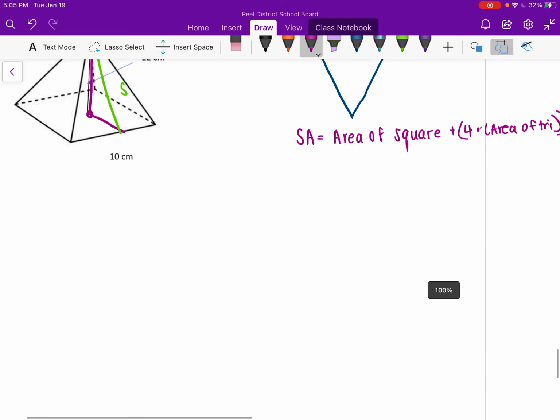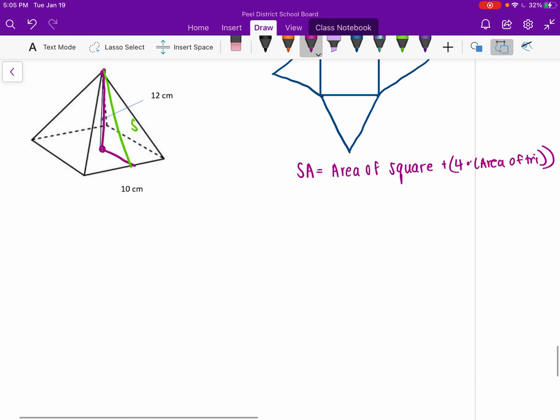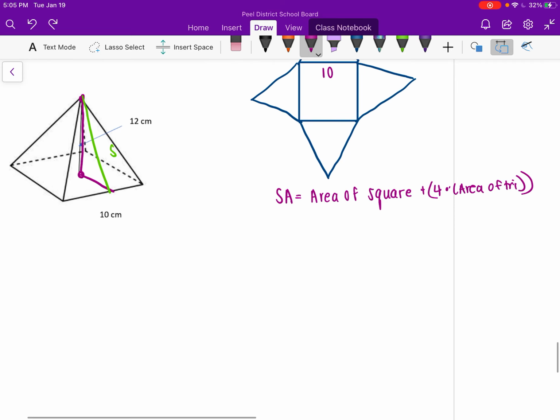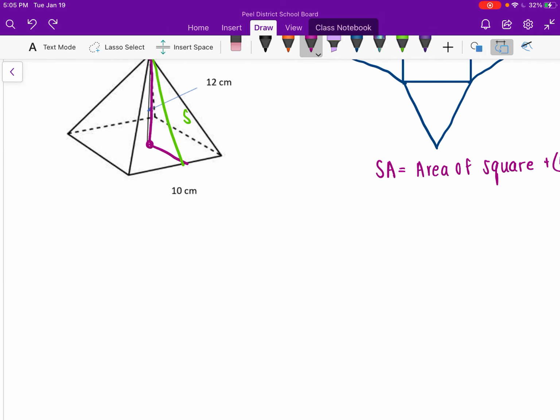Okay? So let's find the area of the triangle. In order to find the area of this triangle, I need to know what the slant height is, because I can't find the area of this triangle over here, right? Can't find it without knowing what the height of that triangle is. I know the base is 10. Right? So let's go and figure that out first.